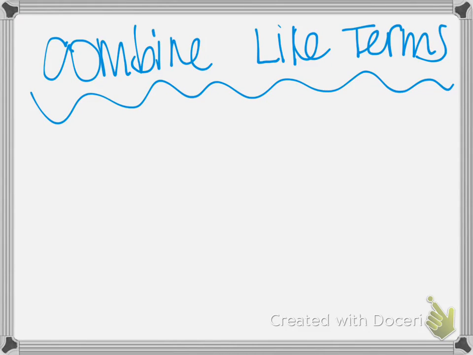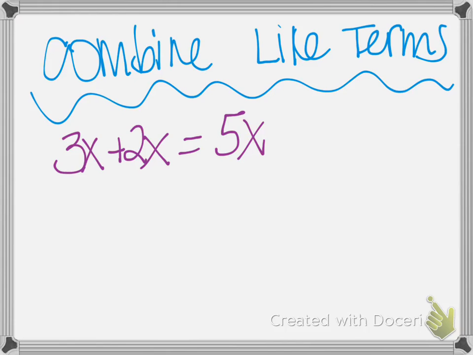This video is going to review how to combine like terms. So the first thing we should do is talk about what a like term is. Remember, things that have the same algebra tile would be a like term. For example, if I'm adding 3x and 2x, those are like terms because they're both the x tiles, so they would combine to be 5x.